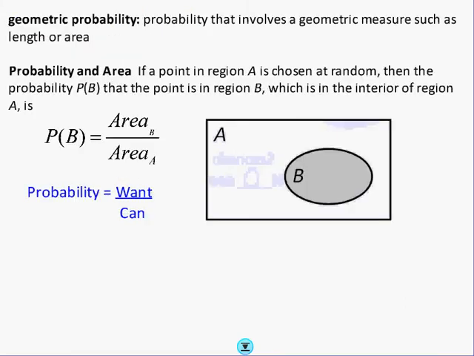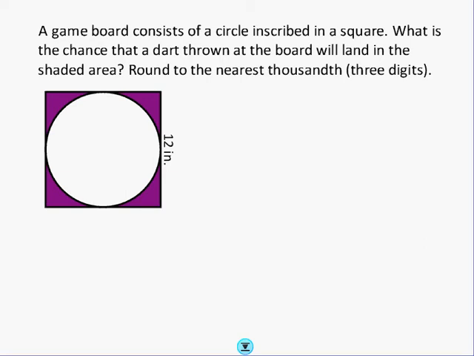Okay, so how do we find geometric probability? You can read all this, but the most important thing is that to find the probability, you take the area that you want something to land in or that you want to choose, and you divide that by the area of the entire thing. The way I shorten this is to simply say the probability is want over can. So let's look at an example.